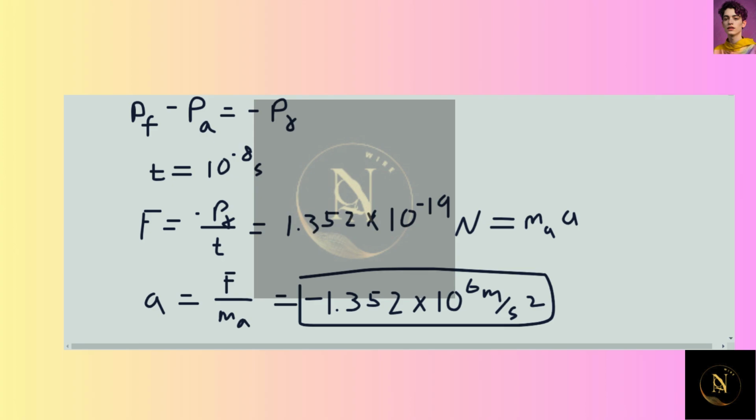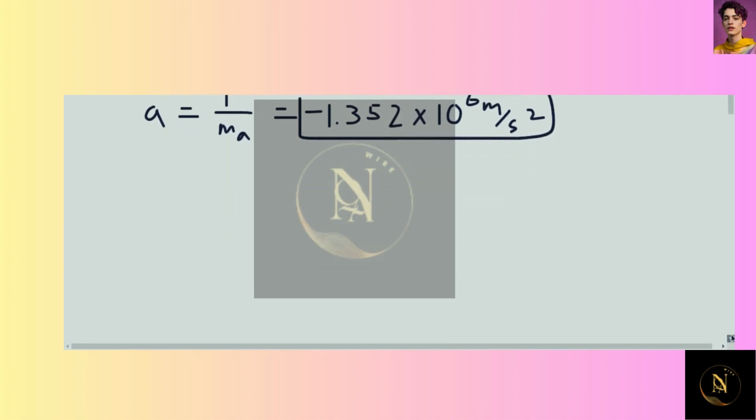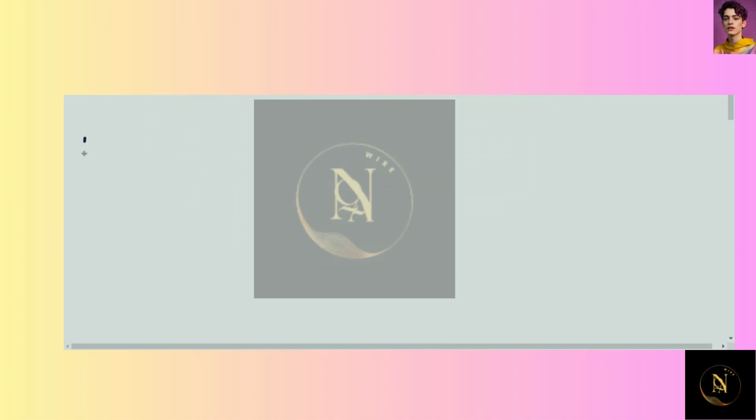Now, for part B, we're asked to find the order of magnitude of the distance over which the atoms in the beam are brought to a halt. So let's scroll down a little bit so we have enough room here. Call this part B.